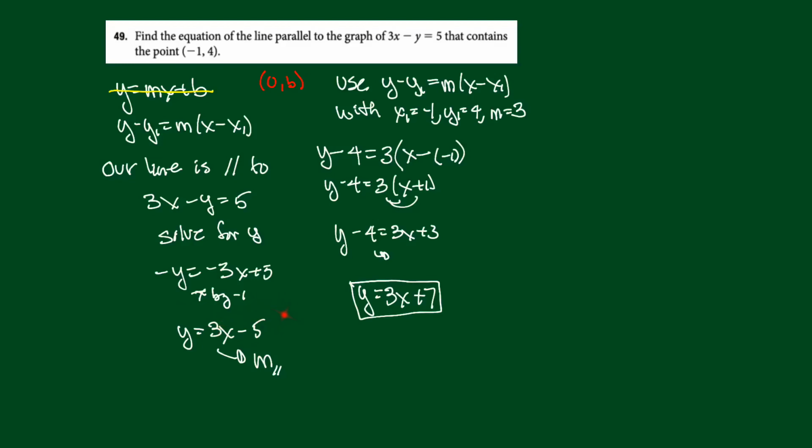And you can see it. They have the same slope. This one crosses 5 units below the origin. This one, 7 units above.